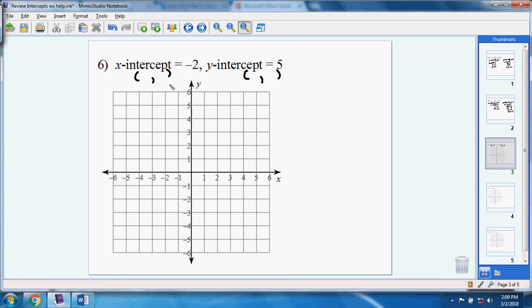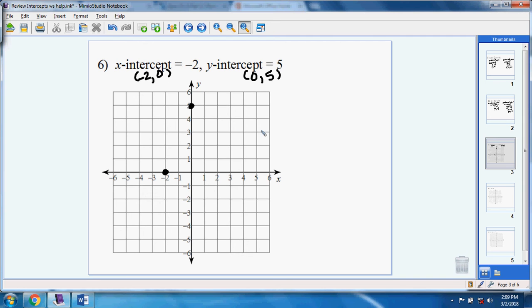So you should have it, x-intercept. Okay, so if x is a negative 2, y is 0, and that is on the x-axis here. Then I have my y-intercept. Remember the y-intercept, the y is 5, so that means the x is 0. So on the y-axis, I have it here.